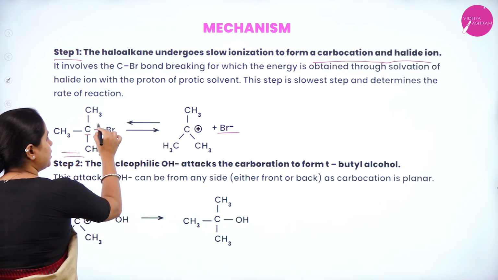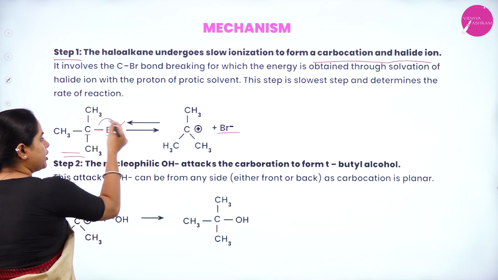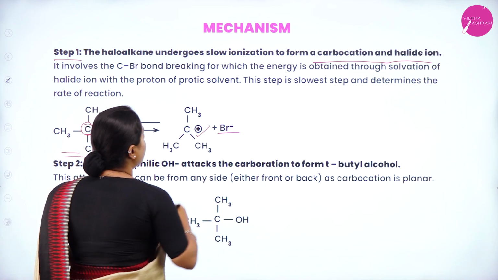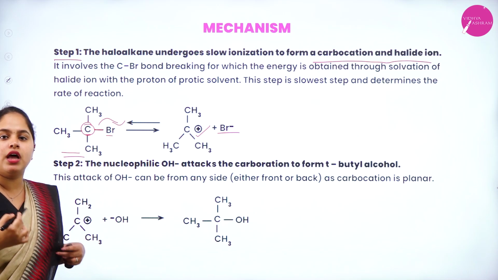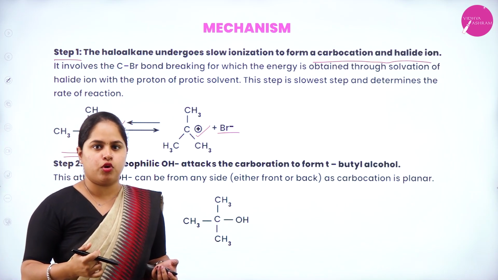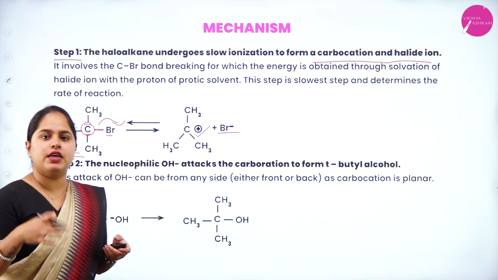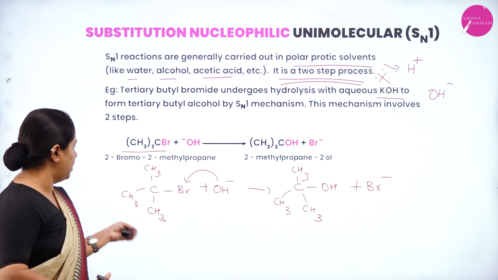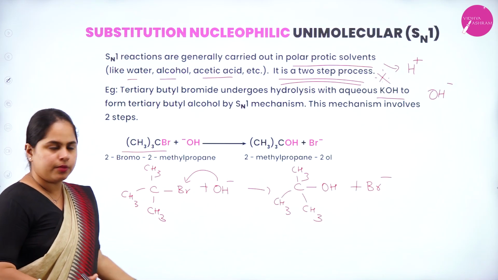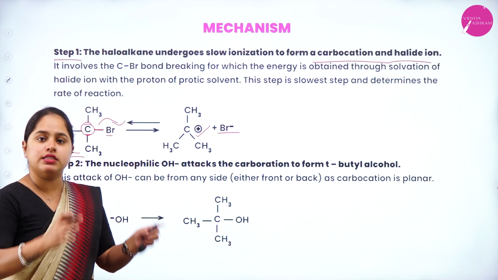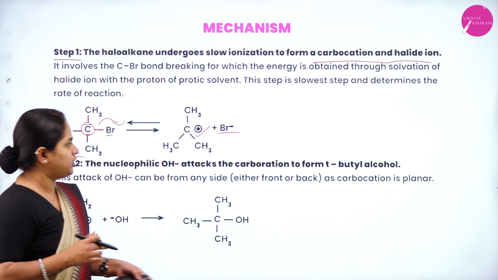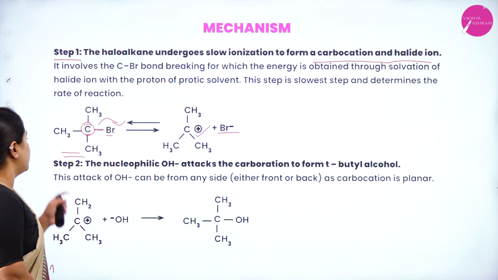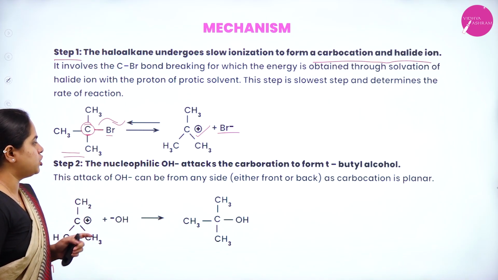Now once this bond is broken, that electron has gone with the bromine. So what happens to the carbon? Carbon will have a positive charge. The carbon having a positive charge is called a carbocation, right? So that is the first step, where there is a formation of carbocation. We have not mentioned that step, right? The first step which is happening here is the formation of carbocation, by the leaving of the Br minus. Clear?